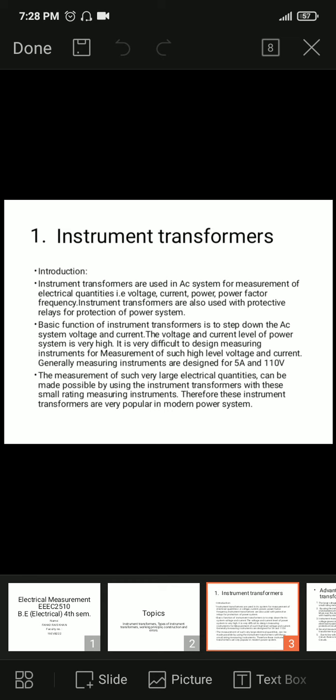The voltage and current level of a power system is very high, so it is very difficult to design measuring instruments for measurement of such high level voltage and current. Generally, measuring instruments are designed for 5 ampere for current and 110 volt for voltage. The measurement of such very large electrical quantities can be made possible by using instrument transformers with these small rating measuring instruments. Therefore, these instrument transformers are very popular in modern power systems.